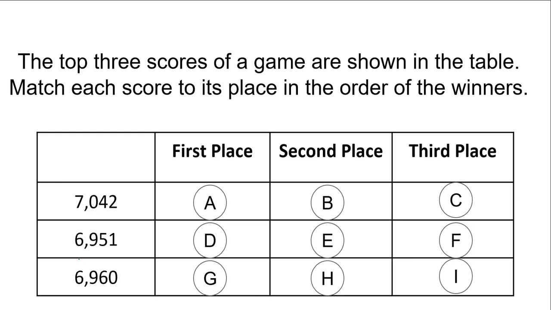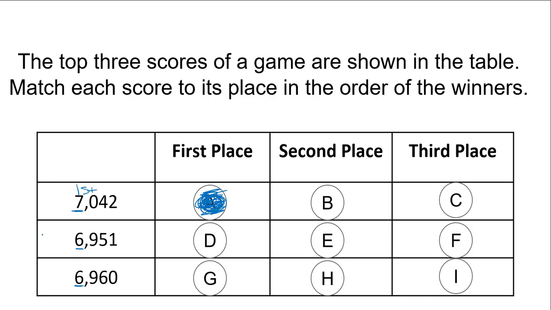Well, I would say the one with the 7 versus the 6 and the 6 in the thousands place, I would say this is first place. Would you agree? Yeah, it's the biggest number, right? So let's bubble in A, because 7,042, you got first place.